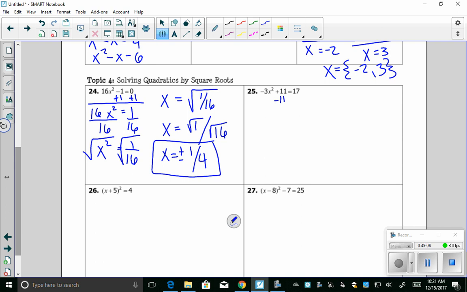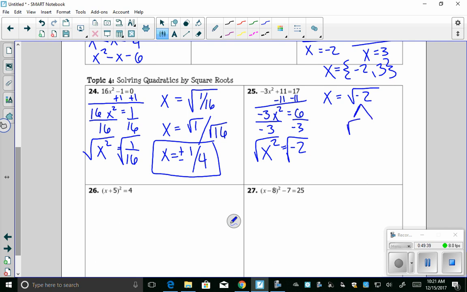25. Subtract 11 from both sides. Divide by negative 3, so that I get x squared equals negative 2. Do not forget your complex rules. When I square root both sides, I get x is equal to plus or minus the square root of negative 2.